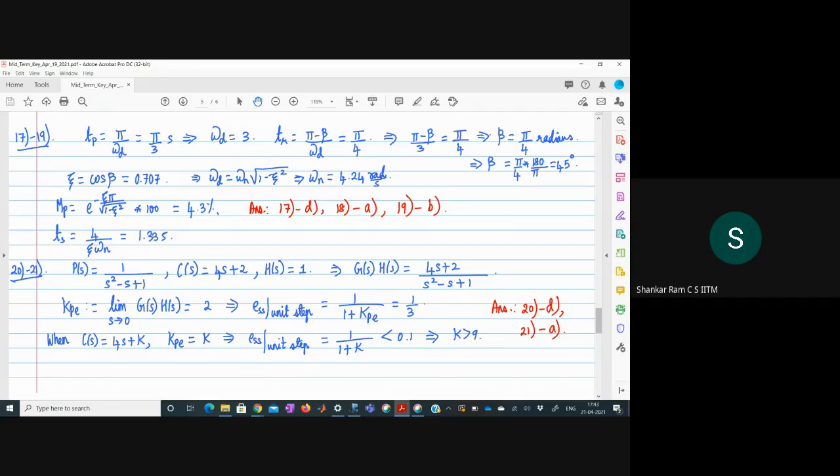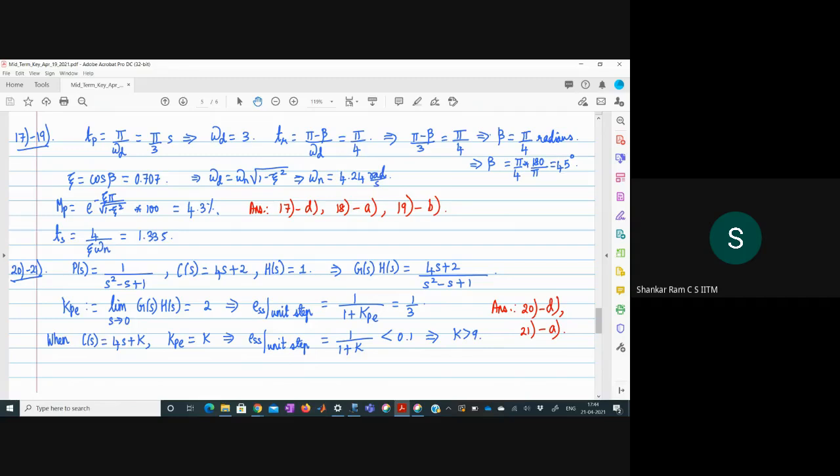In question 21, let's say we have the controller transfer function to be 4s plus k. Then we wanted the steady state error magnitude to be less than 0.1. So to solve this inequality, we'll get k to be greater than 9, which will be choice A for question number 21.